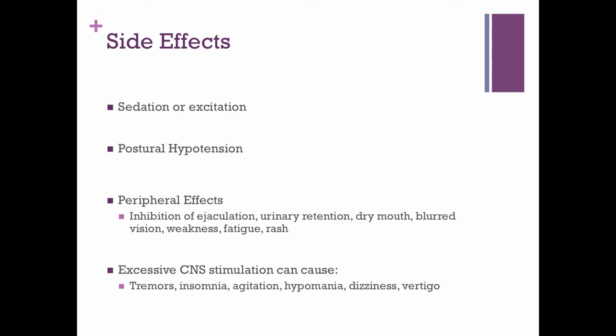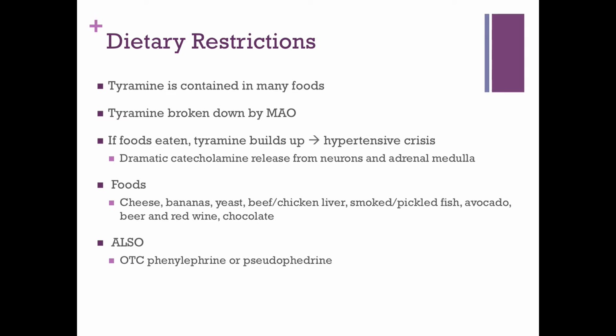And then if you have too much stimulation with things like norepinephrine being increased too much, tremors, insomnia, agitation, hypomania, which means it's not quite mania, but it's pretty close. And then when you have high levels of norepinephrine in the periphery, that means there's vasoconstriction in the periphery, so there'll be vasodilation in the central nervous system, which means you're going to feel kind of dizzy and have headaches and feel weird, have vertigo.